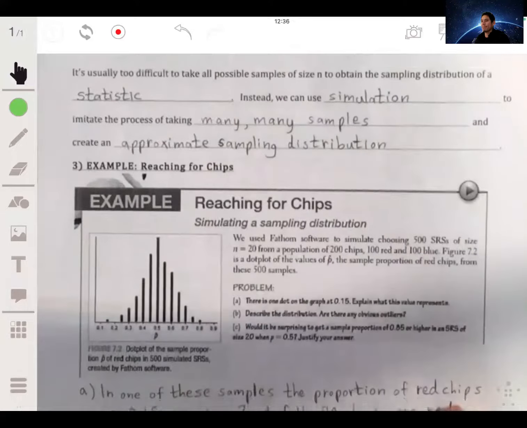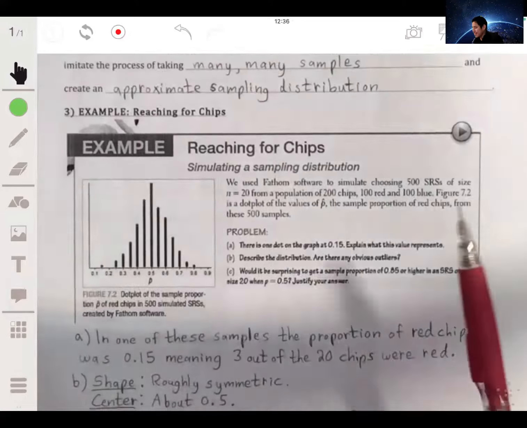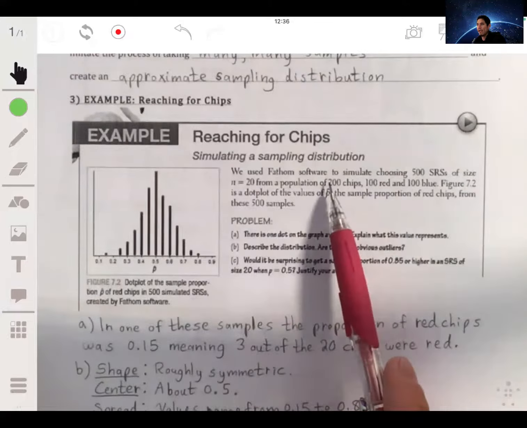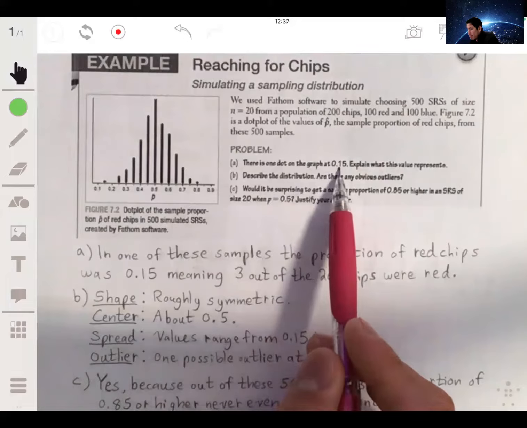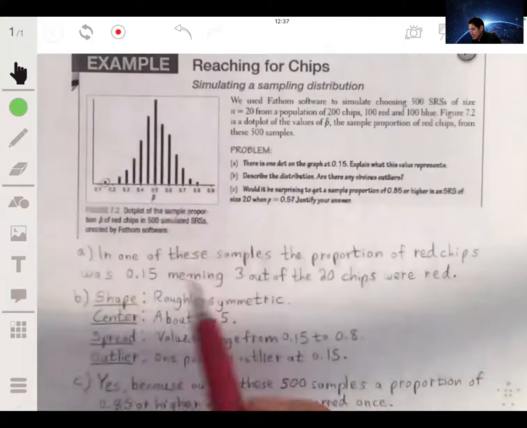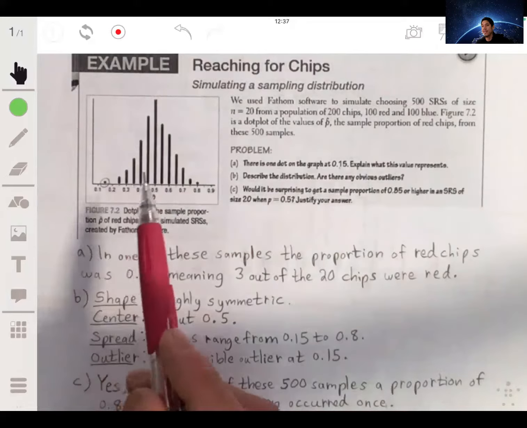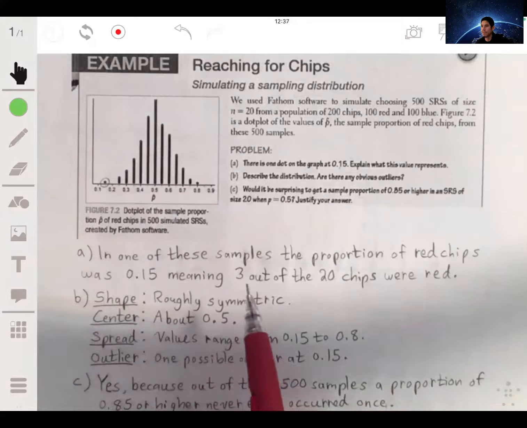So down here is a simulation where they did this with 500 simple random samples of size 20. Still, 50% of them were red, and this is what they got. And so what's going on here? Let's look at some of these questions. We have a dot at 0.15 over here, and what that means is that in one of those samples, 15% of the chips were red, so 3 out of the 20 chips. So there's one group that got 3 out of their 20 chips red.